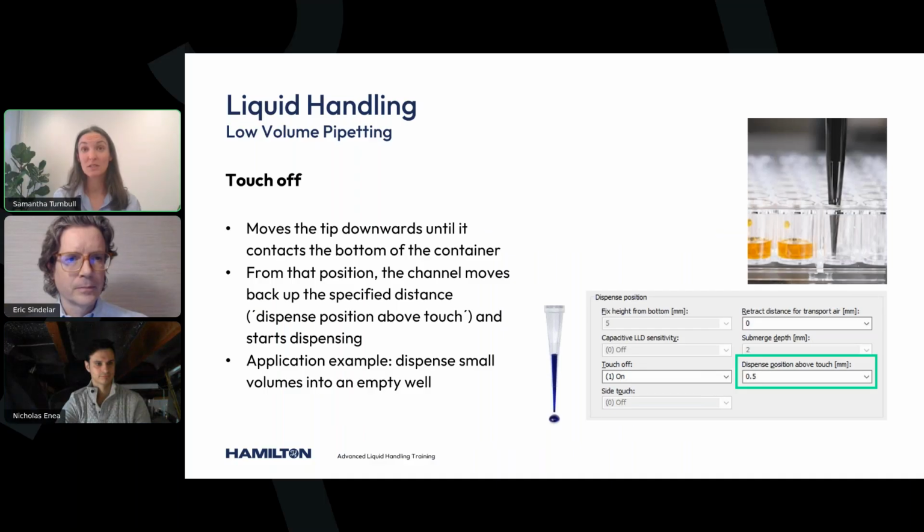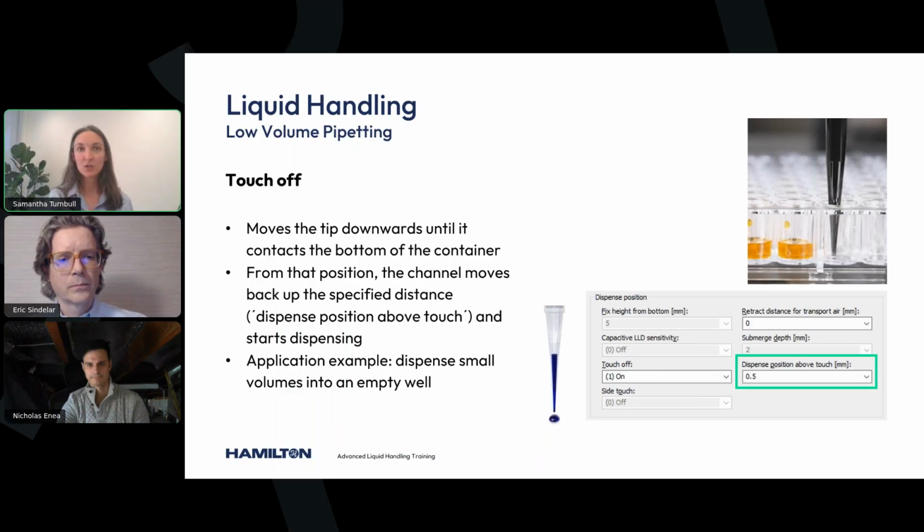very small volumes into empty wells, where the dispense distance above the bottom of the well is critical. So if you want to use the interaction with the bottom of the well to wick out that last bit of liquid from the tip, you want to be very, very close to the bottom. Now, this will function very similarly. If you have a touch off and then a dispense 0.5 millimeters above, it will work very similarly to a fixed height dispense of 0.5 millimeters.